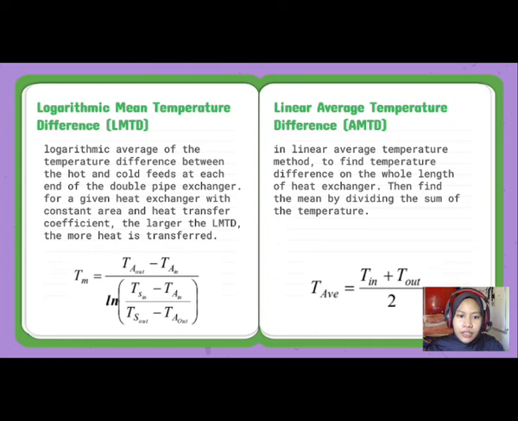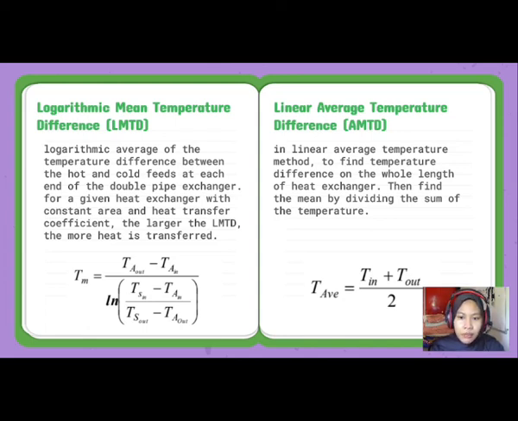LMTD can be calculated using this formula, where TA out is the secondary fluid out temperature, TA in is the secondary fluid in temperature, and TS is the steam temperature. As for the linear average temperature difference, also known as AMTD, in the linear average temperature method we need to find the temperature difference on the whole length of the heat exchanger. Then find the mean by dividing the sum of the temperature differences.